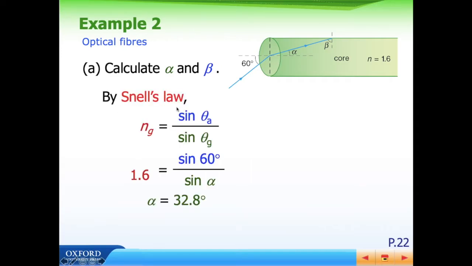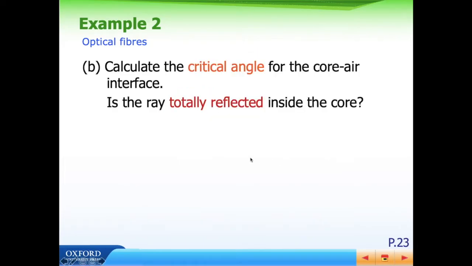By employing Snell's law, we can calculate our alpha, and our alpha is equal to 32.8 degrees. Now, calculating our beta, we can use this relationship, 90 degrees minus alpha, where our alpha is 32.8, therefore the beta will now be equal to 57.2 degrees. Question B: calculate the critical angle for the core-air interface. Is the ray totally reflected inside the core?